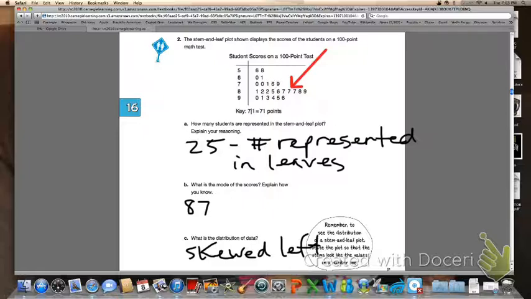Finally, for letter C, what is the distribution of the data? That would be skewed left. You can see that the peak of the data is to the right and the data tails off or slants to the left.